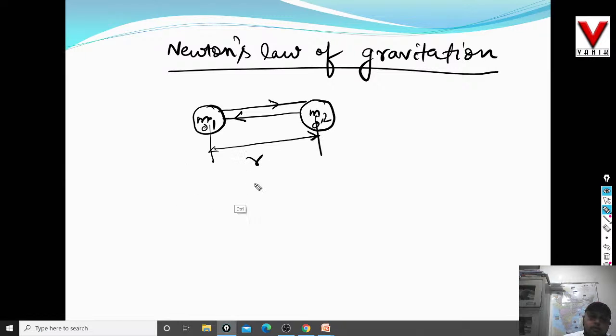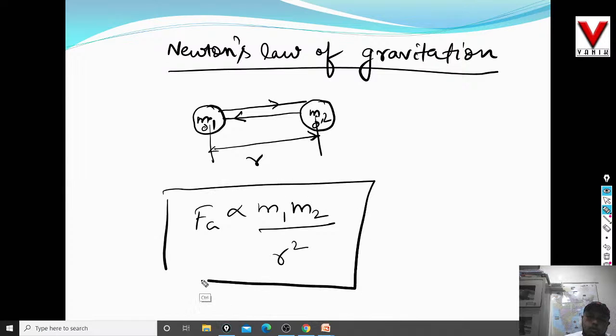Okay. So Newton stated that the gravitational force acting between these two bodies is directly proportional to the product of their masses and inversely proportional to the square of the distance between them. Now this is an observational value. That is what he observed, that the gravitational force between these two bodies is directly proportional to the product of the masses and inversely proportional to the square of the distance between them.